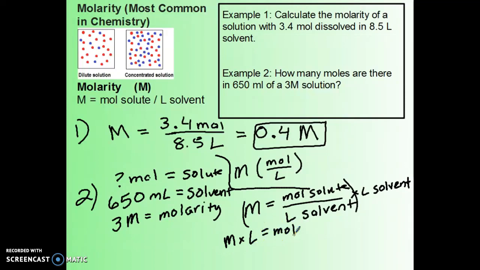So I'll take my molarity, 3 M, times my liters. Actually, I forgot to convert this to liters. 650 milliliters, we can divide that by 1,000 and that will convert from our milliliters to liters.